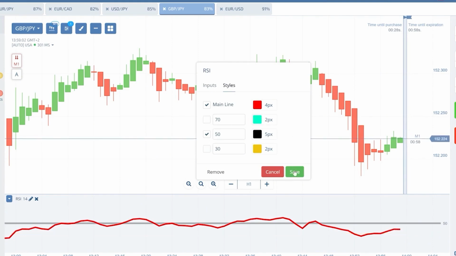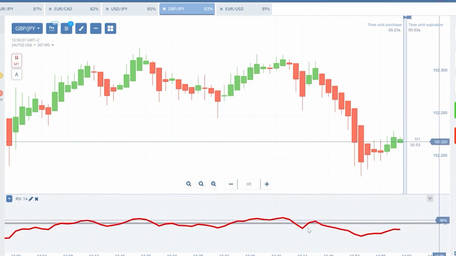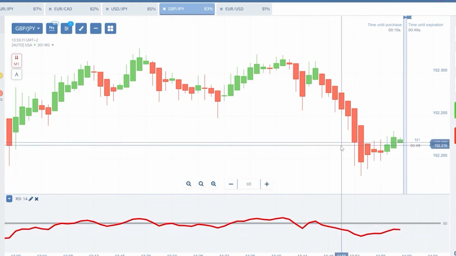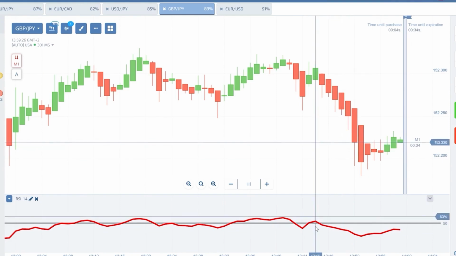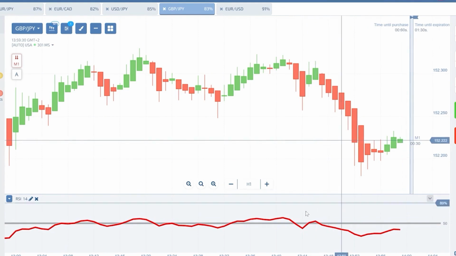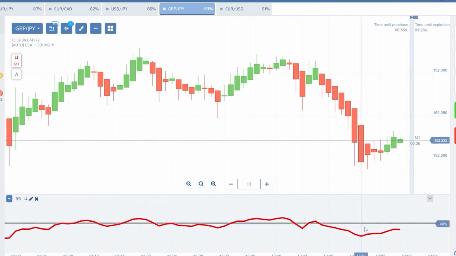Alright, I think this looks better. Our RSI is now focused on the 50 level, and this red line is our RSI line. In this strategy, our focus is on the 50 level of the RSI. Whenever the RSI line crosses this 50 level from below to above, it indicates an upward trend. Conversely, whenever it crosses the 50 level from above to below, it indicates a downward trend.